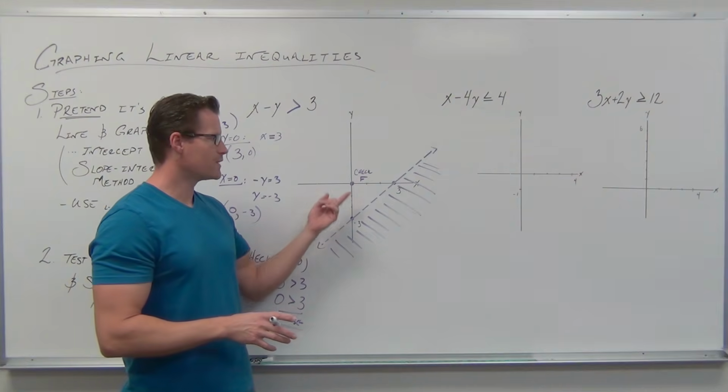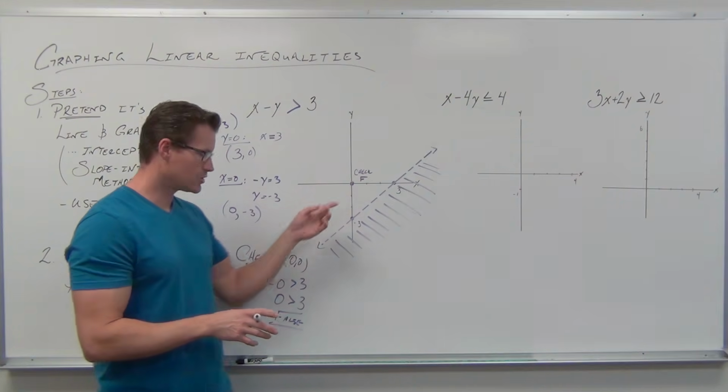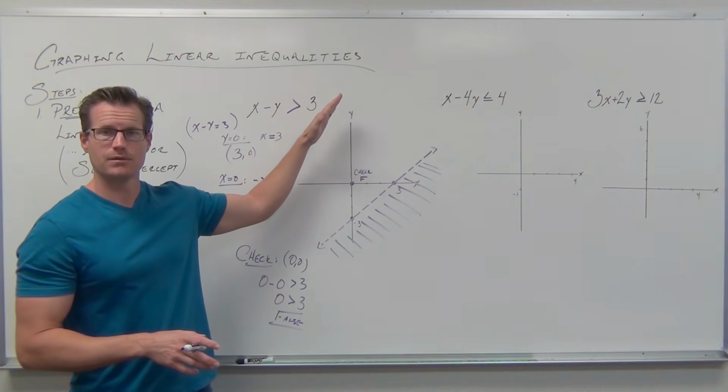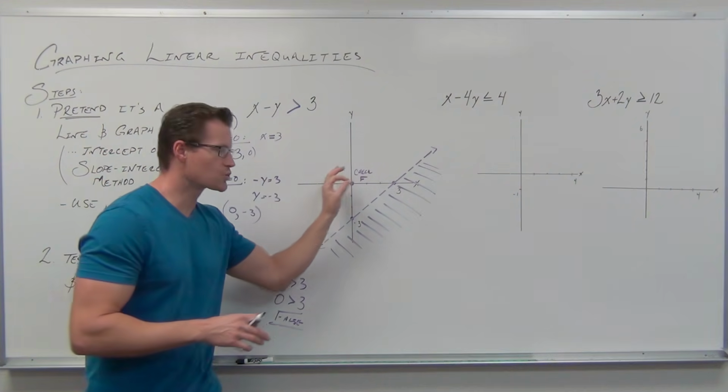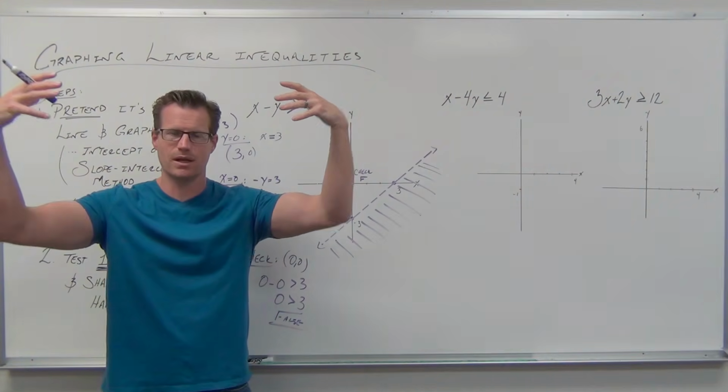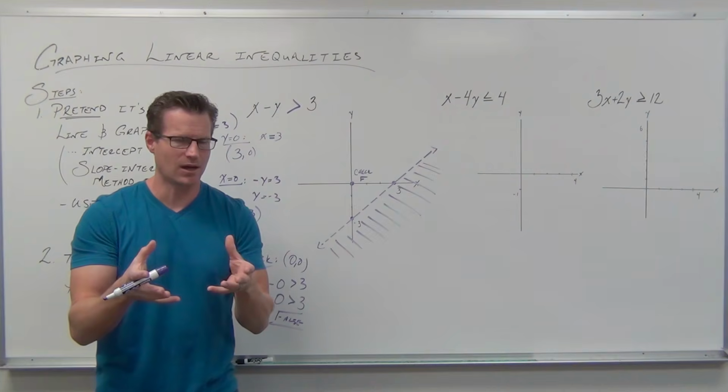Now, what if this had been true? If we had checked it and come up with a true statement, then we'd be shading this side, the top side. Because that true would say, hey, I'm in the solution set. Shade all this side that it's on. That's the idea. I hope that you understand it. I hope that you get this.